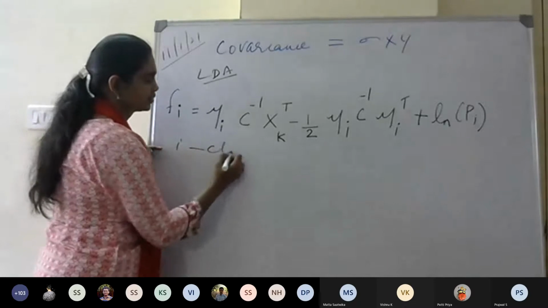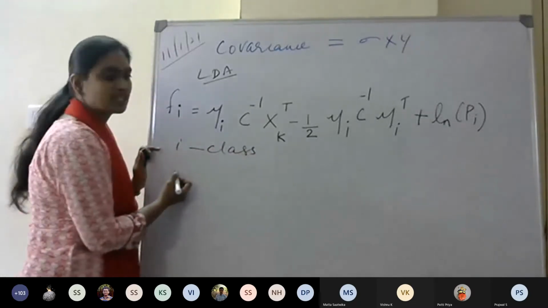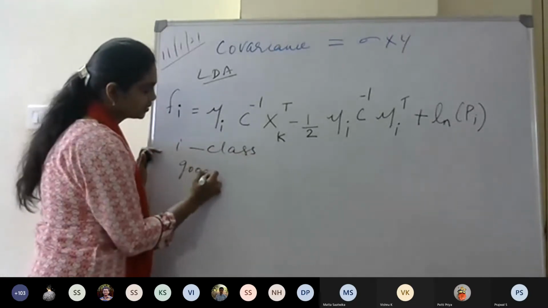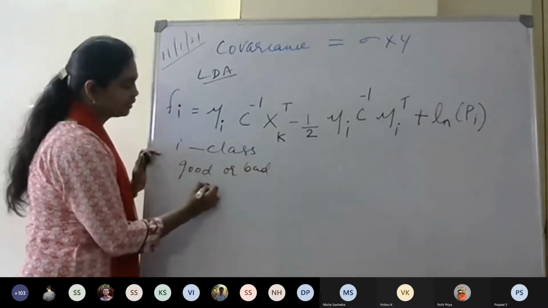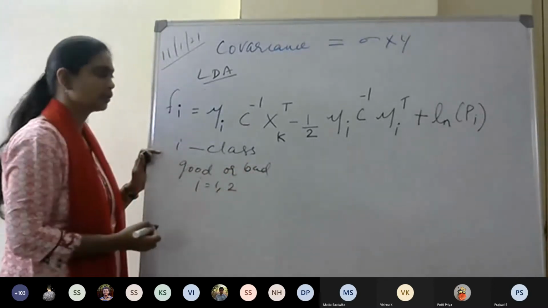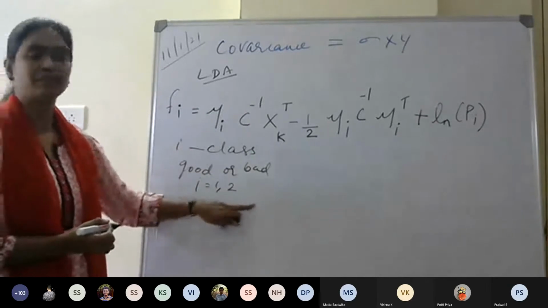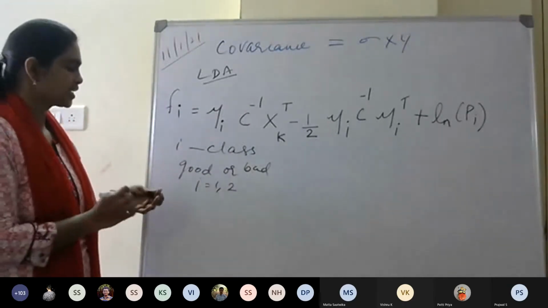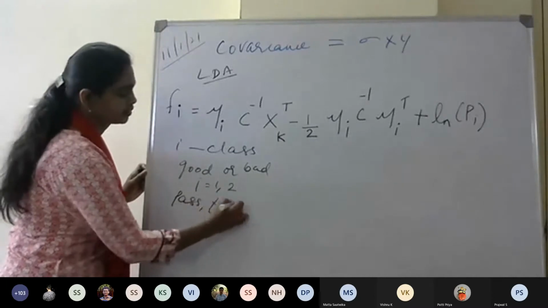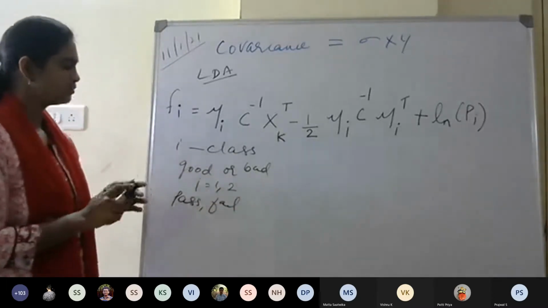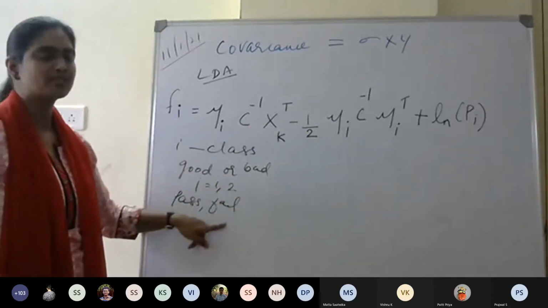So first thing is, here I have written i. This i refers to the class. Suppose if I have good or bad, then this i value can be 1 and 2. Okay, this i value can be 1 and 2. Say if it is pass or fail. Okay, i1 means pass, i2 means fail.